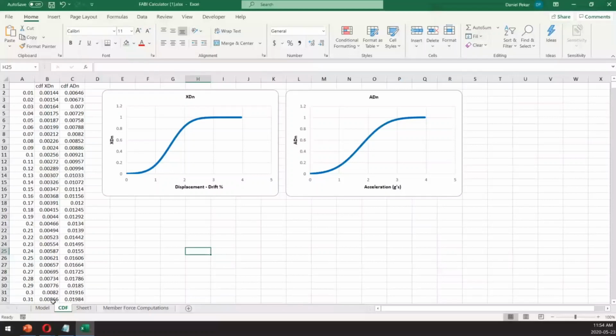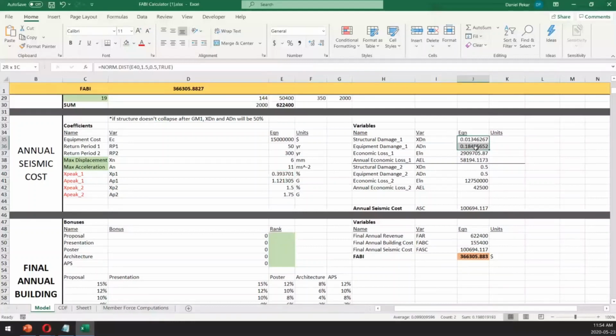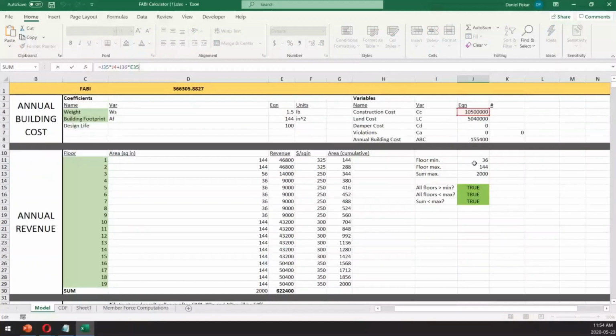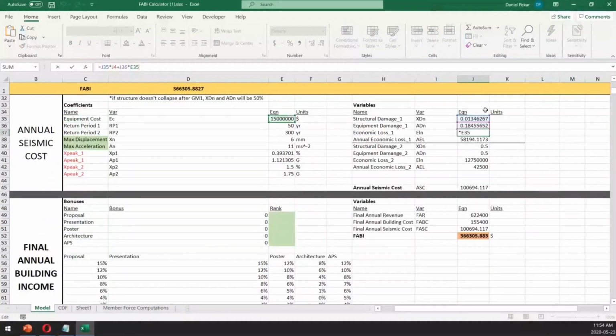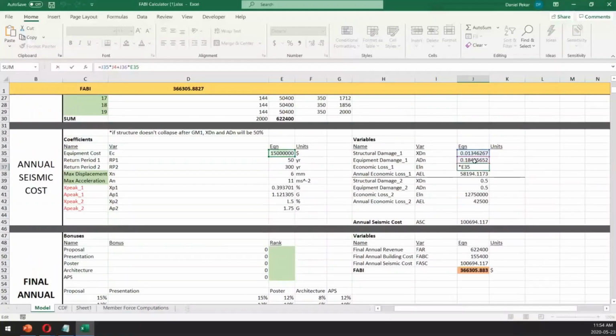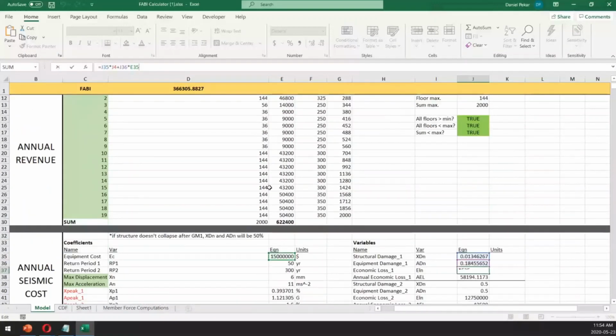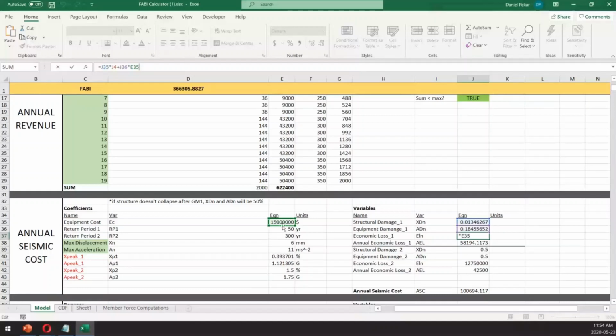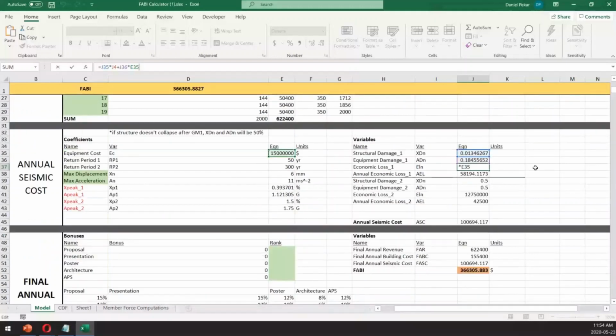So the name of the game is reducing this for this portion. So you get those values based on the graph here. And then it's your displacement based one, so the XDN based on your drift multiplied by your construction cost. And then it's your acceleration based one, so your ADN multiplied by that flat $15 million. So you can see that $15 million is bigger than this $10 million, and this ADN is bigger than your XDN. So your acceleration governs your seismic cost a lot more than your displacement does. That's what's called your economic loss. And then you divide that by the return period of ground motion 1 to get your economic loss for ground motion 1. Ground motion 2 works a little differently.